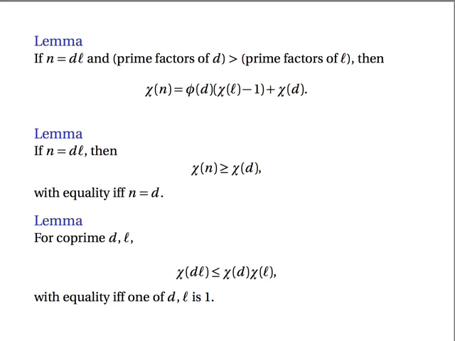Finally, for coprime numbers d and L, and in the first lemma we do have coprime numbers, the clique number of the product is at most the product of the clique numbers, with equality precisely when one of these is 1. These 3 properties are actually quite interesting in their own right and suggest that the clique number is a very nice function. We invite the reader to learn more in our paper. Thank you.